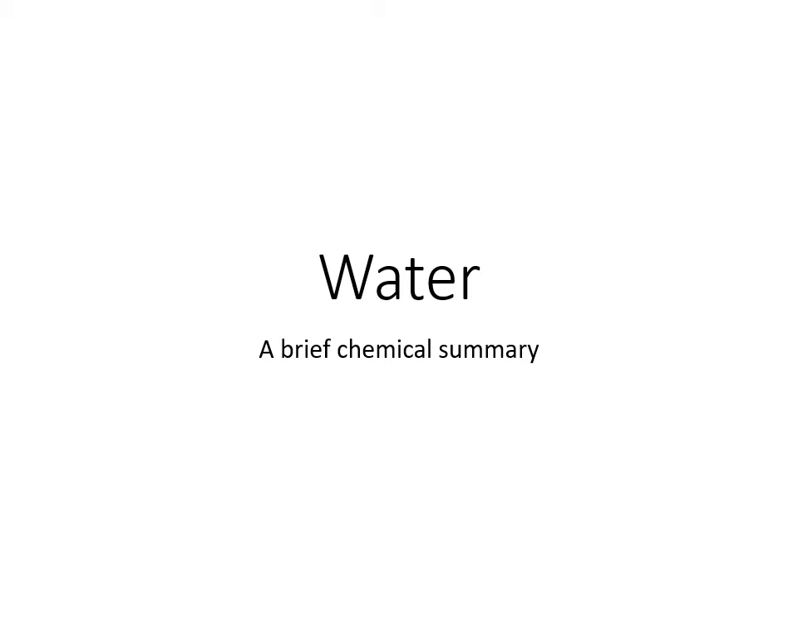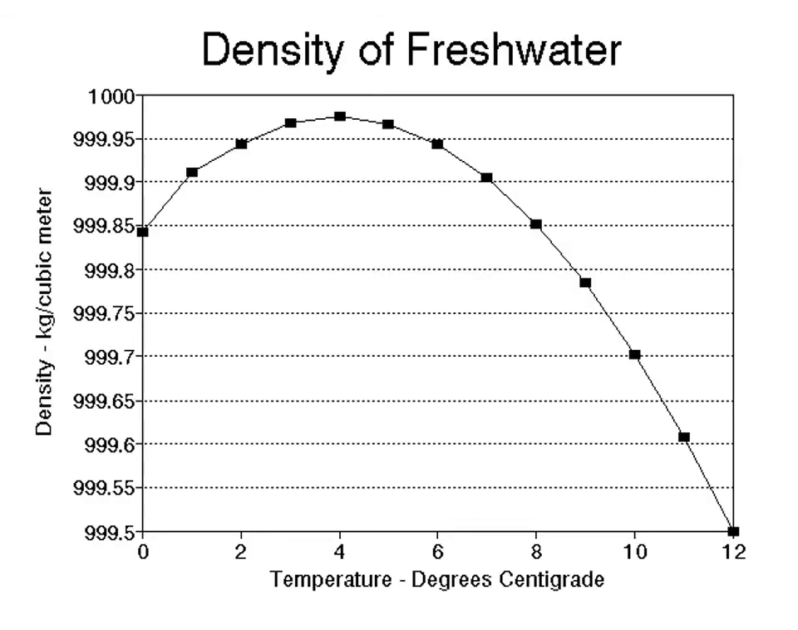Water. We're going to look at a brief chemical summary of water, looking at some of the properties and what we'll be needing to describe how water is important for biology. So first off, the density of water.